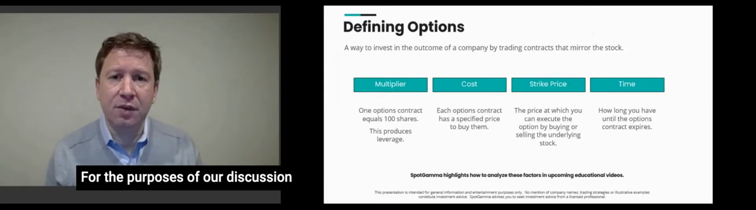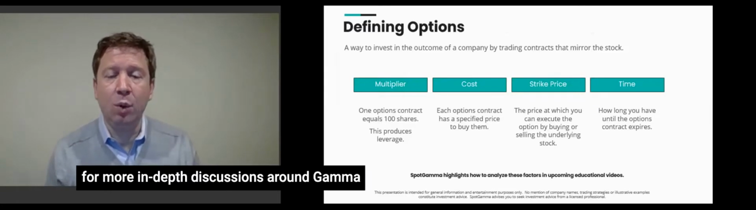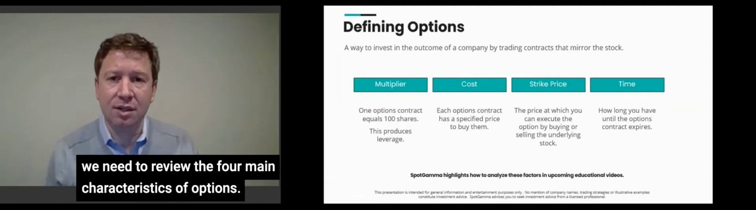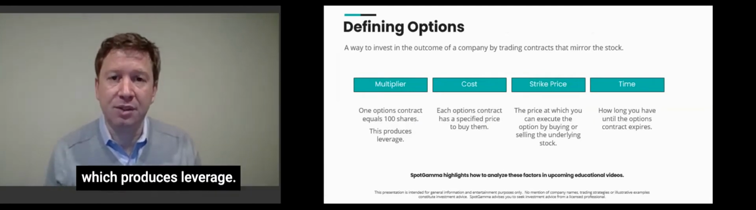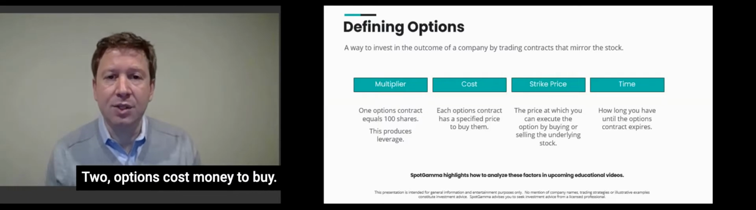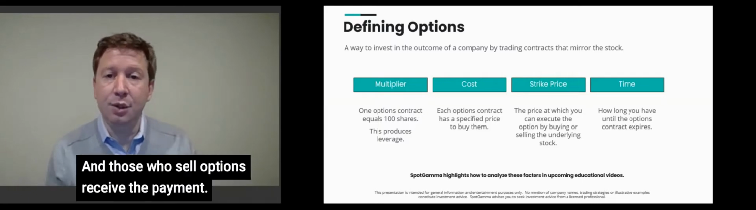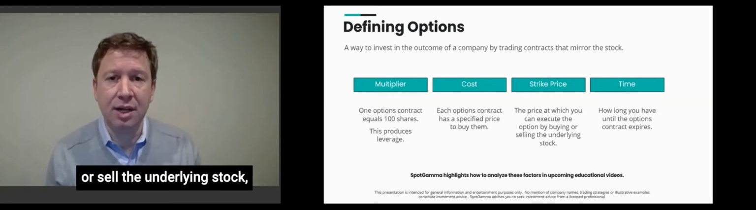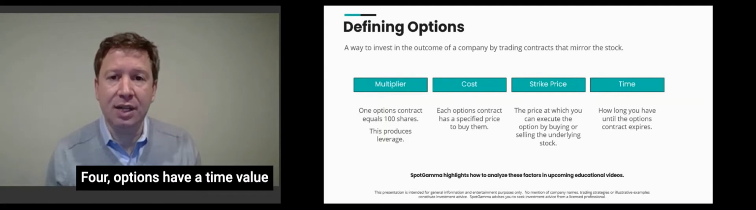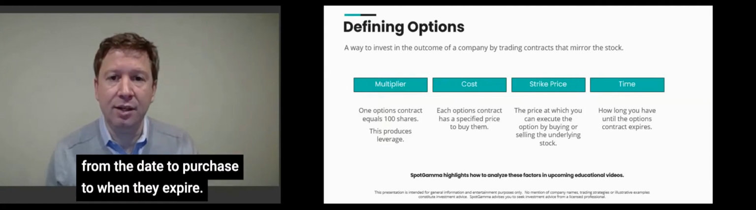For the purposes of our discussion and in preparing you for more in-depth discussions around Gamma, we need to review the four main characteristics of options. 1. Options have a multiplier effect which produces leverage. 2. Options cost money to buy, and those who sell options receive the payment. 3. Options have a price at which you can buy or sell the underlying stock, which is known as the strike price. 4. Options have a time value from the date of purchase to when they expire.